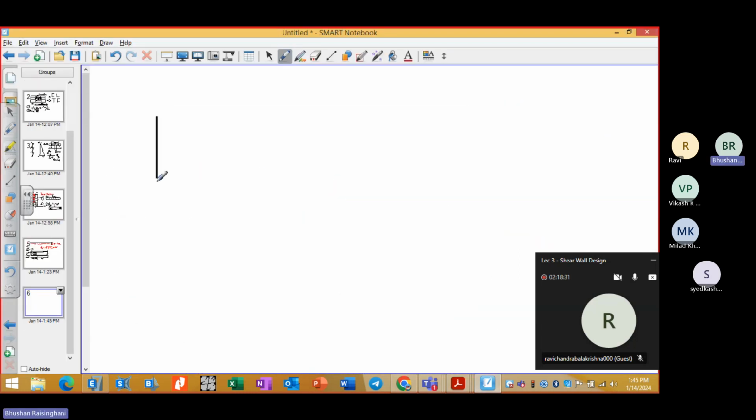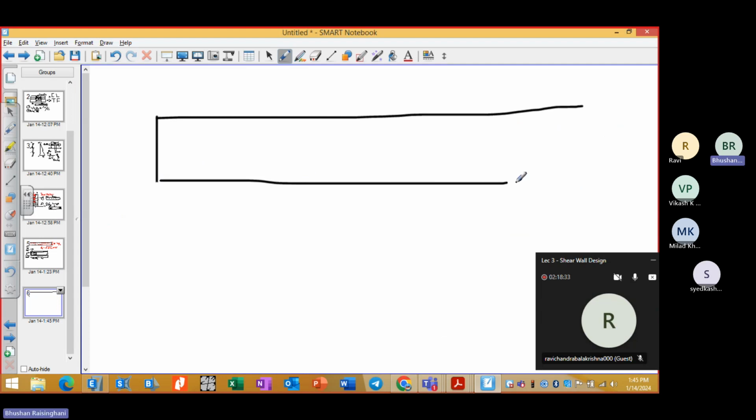So their recommendation, even for this uniform reinforcement, is that at least 4 bars have to be placed at the edges for a width of 2 times the thickness, and the rest can be uniformly placed. So even if the boundary element is not there, for 2 times the thickness of the wall, 4 bars have to be provided.